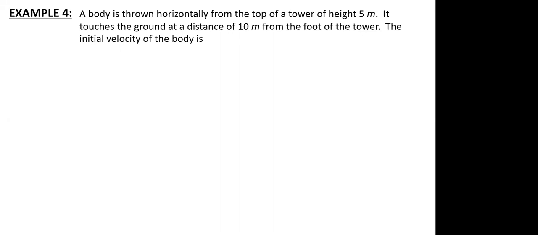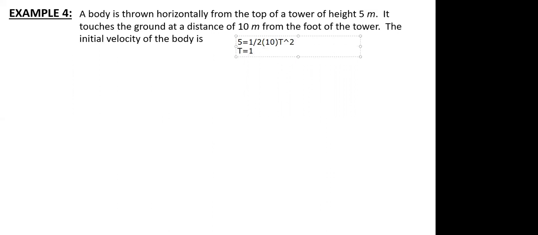Yes, Sneha, quickly tell me. Sir, I used the formula that height of tower h is equal to half g t dash square. g is given, I took it as 10. So 5 is equal to half into 10 into t dash square. So t dash I got as 1 second.